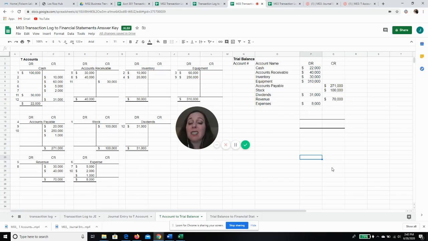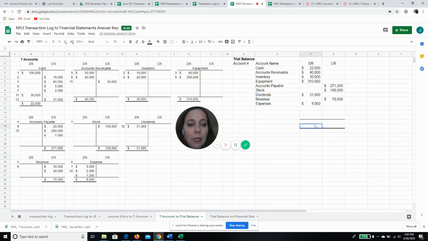But if it doesn't, the first place I'd go and look is make sure that all of the journal entries were transferred over correctly to the T accounts. The second place I'd look is how you added up your T accounts. Did you take your debits and subtract your credits? Take your credits, subtract your debits?